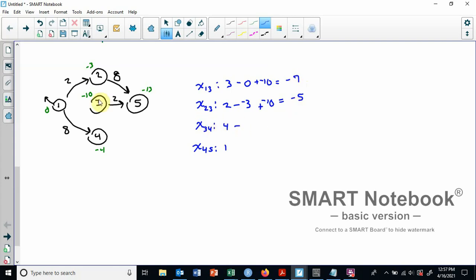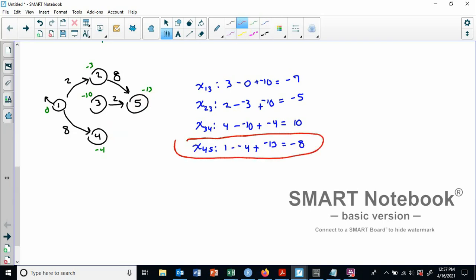3 to 4, so minus the dual tail, which is negative 10, plus the dual head, so what's the head? 4, negative 4. This is not attractive. So that'll be what? 14 minus 4. That's positive 10. And then finally, 4 to 5. So minus the negative 4 plus a negative 13. That is negative 8. So that right there is our attractive variable to enter the basis. So x45 enters.